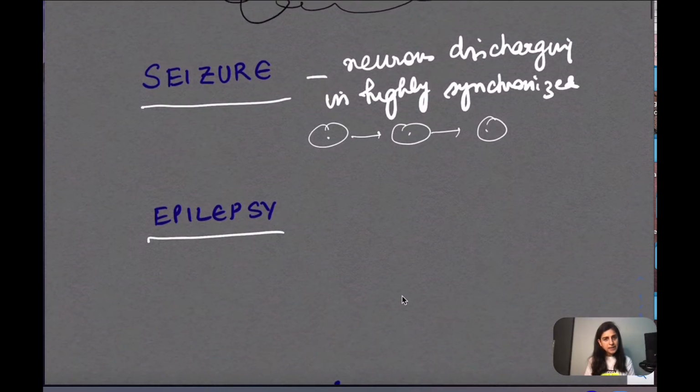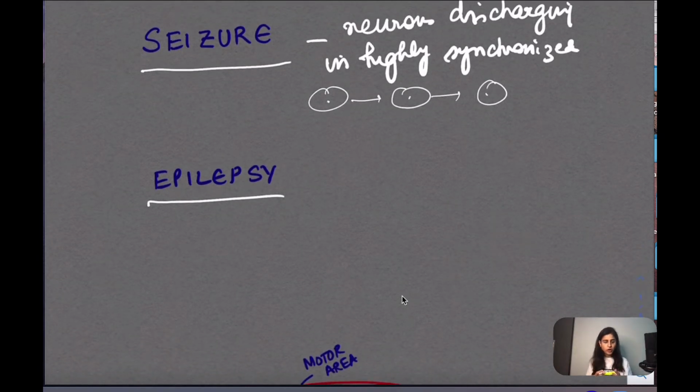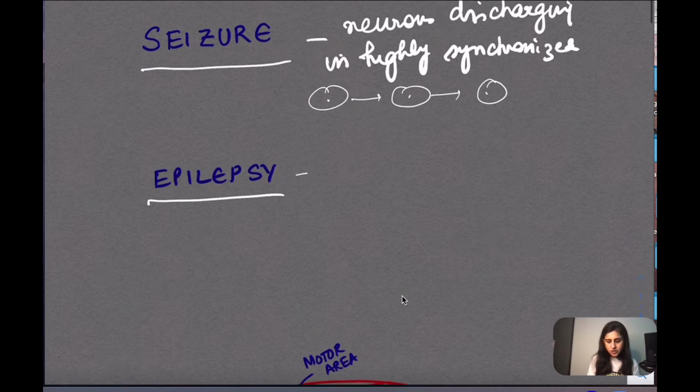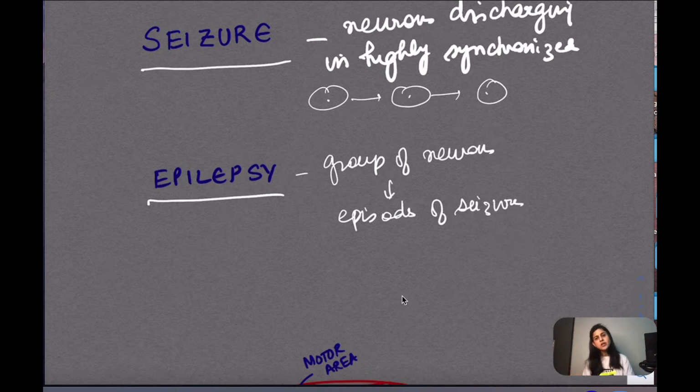So what is epilepsy now? We now know what a seizure is, but what is epilepsy? There is a group of neurons discharging in a highly synchronized manner, and they have episodes of seizures. It is not happening from morning till evening. It happens in certain episodes, maybe an episode a day, 2 episodes in a day, 3 episodes in a day, or maybe 3 episodes in a week.